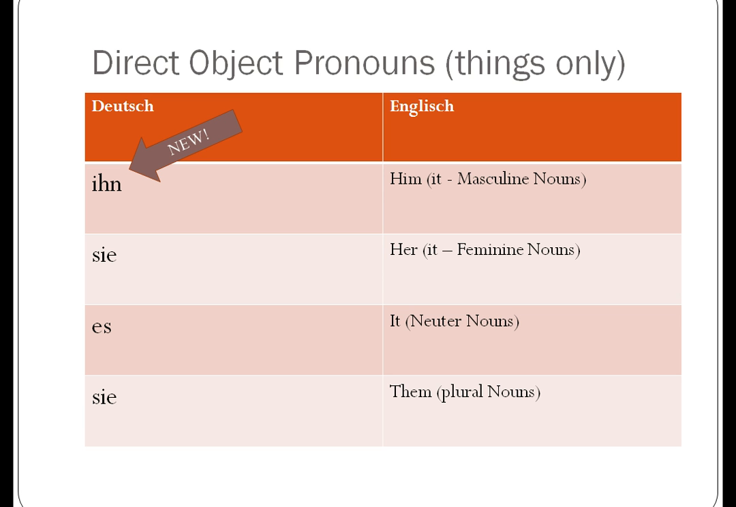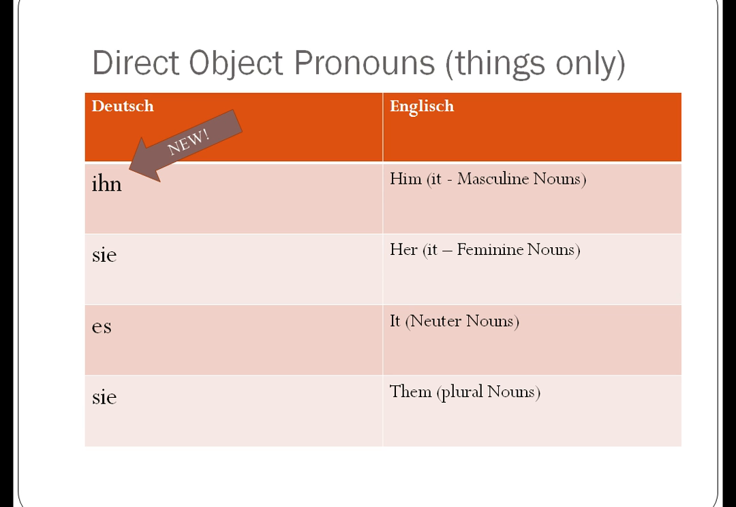However, this list of the new ones should only be a little bit familiar. Sie, es, and sie, the bottom three, you should know already, but the top one, ihn, is new. Ihn is him. You use it to replace masculine nouns that are the direct object. We're going to talk about other ones like mich and stuff like that later. Right now we're only worried about things that are the direct object.